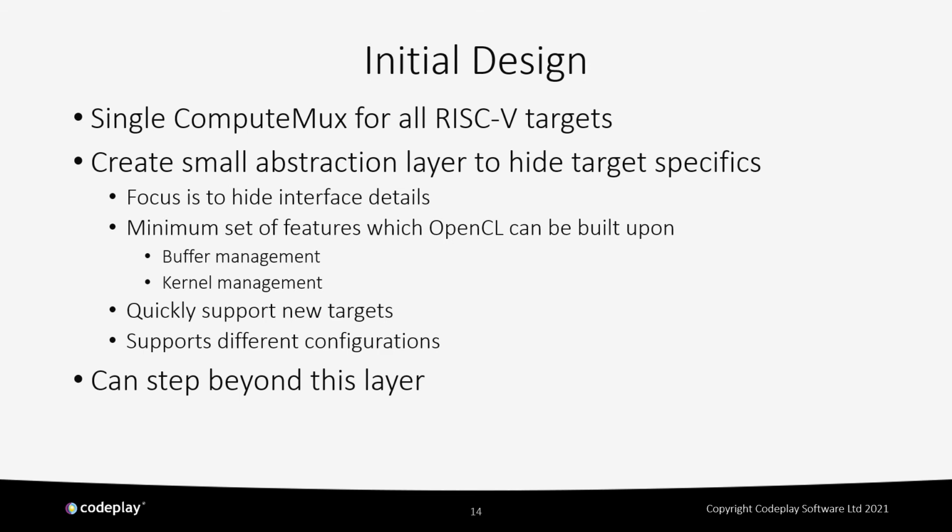So for that, we are creating a new abstraction layer to really focus on differences that RISC-V designs have from each other. One key element here is to hide the details of how we actually interface with the RISC-V device. This abstraction layer will also support just the minimal set of features we need for OpenCL and compute languages to be built upon. So really there's a strong focus just on buffer management and kernel management itself. And another design goal we have for this is to make it very easy and quick to support new targets as they're needed.